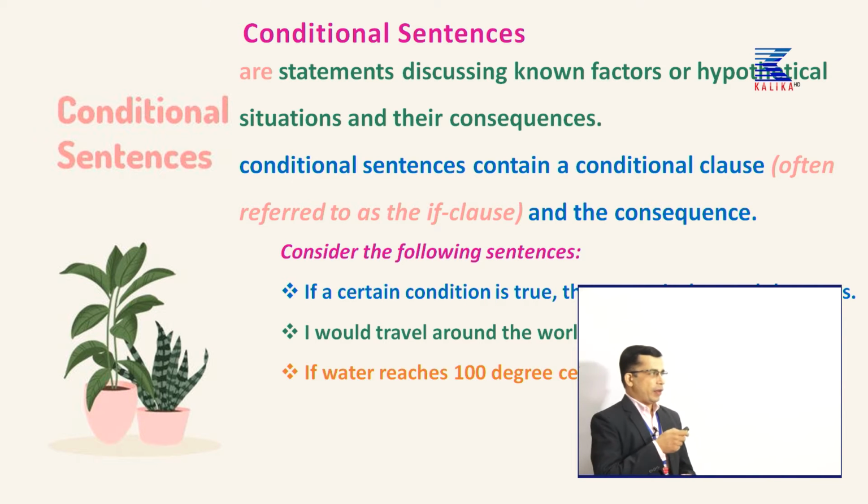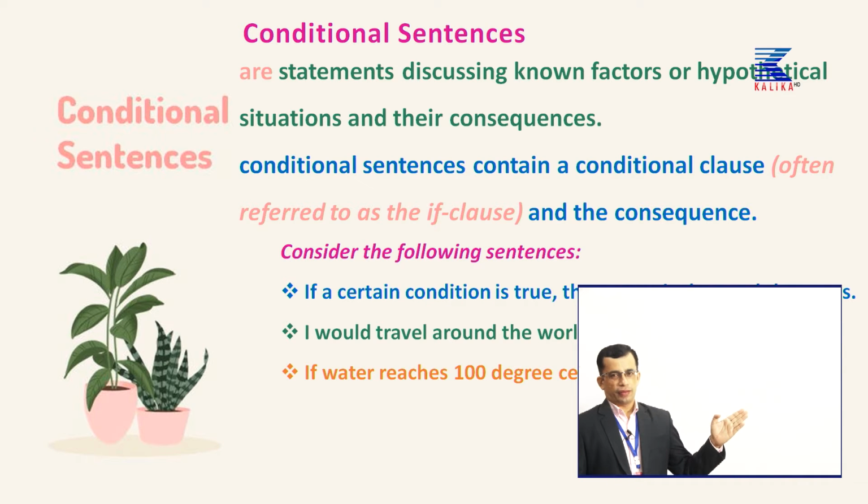So let's consider the following examples or sentences. If a certain condition is true, these are some instances of conditional sentences. If a certain condition is true, then a particular result happens. One example: I would travel around the world if I won the lottery. If water reaches 100 degrees Celsius, it boils. So these are just some examples of conditional sentences.